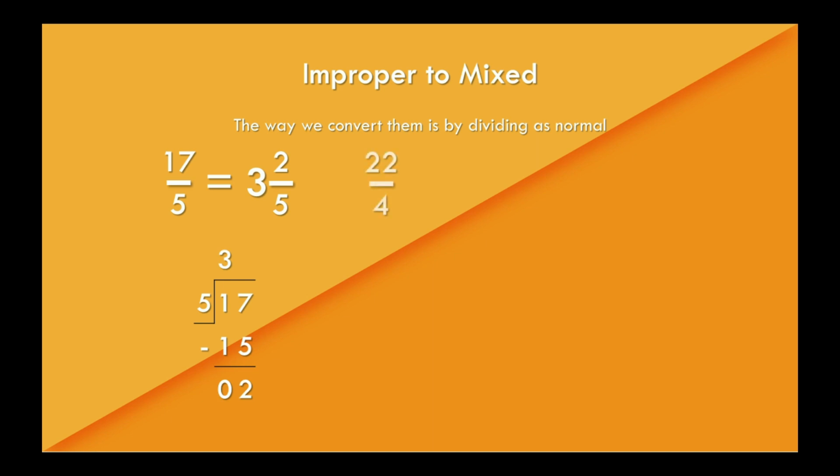With 22 over 4, it's more of the same. We divide 22 by 4 as normal, getting a remainder of 2, getting a whole number of 5.